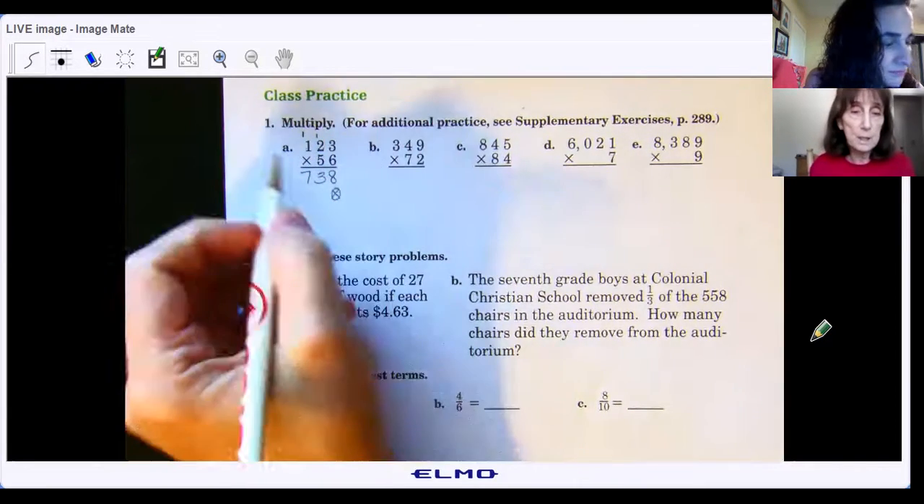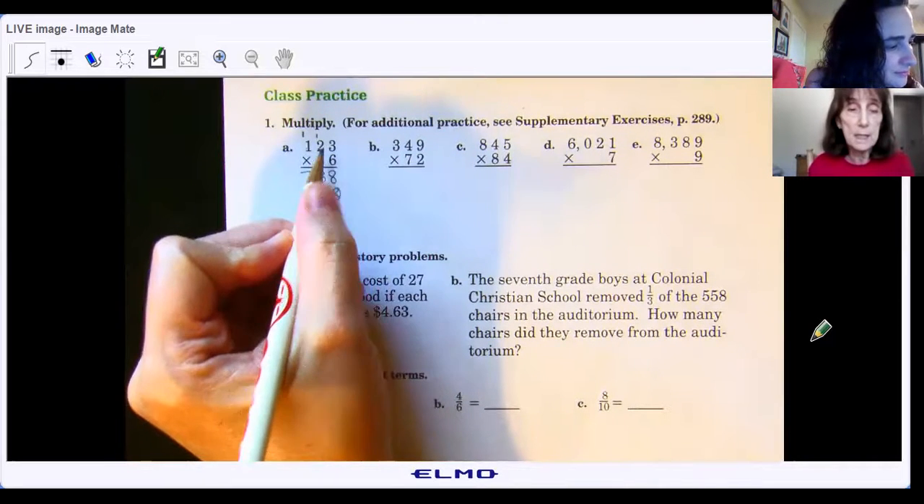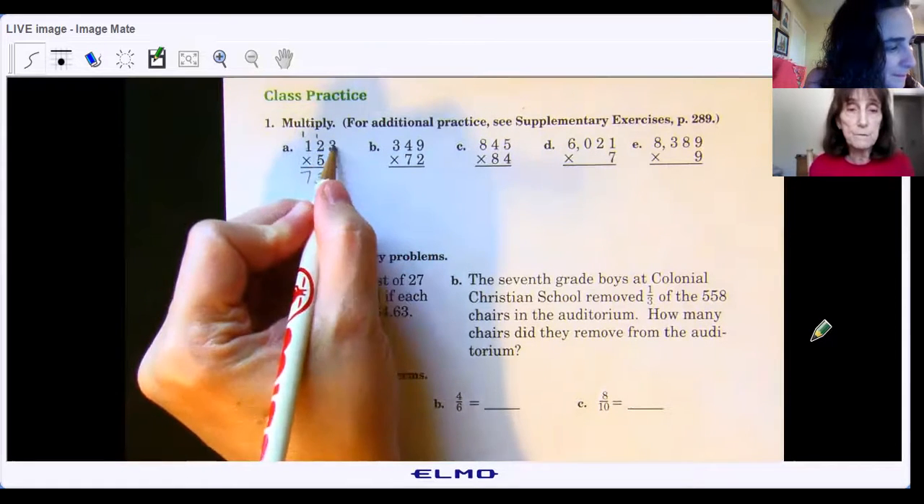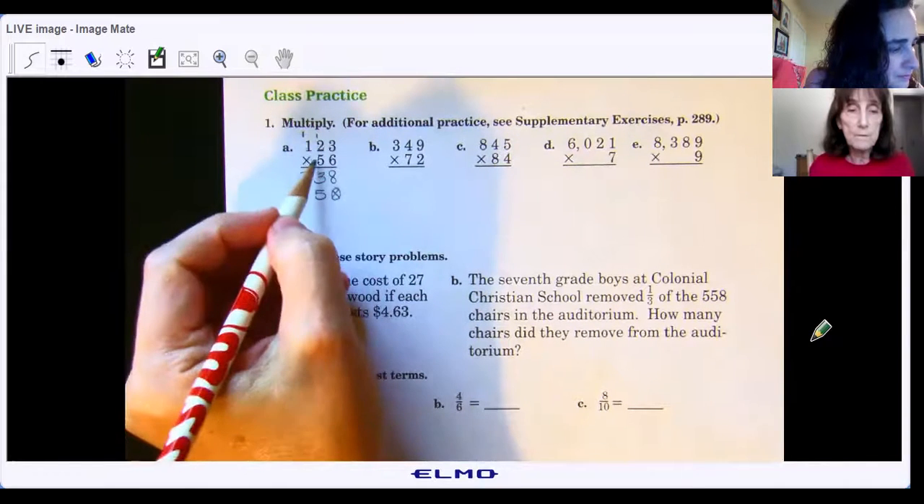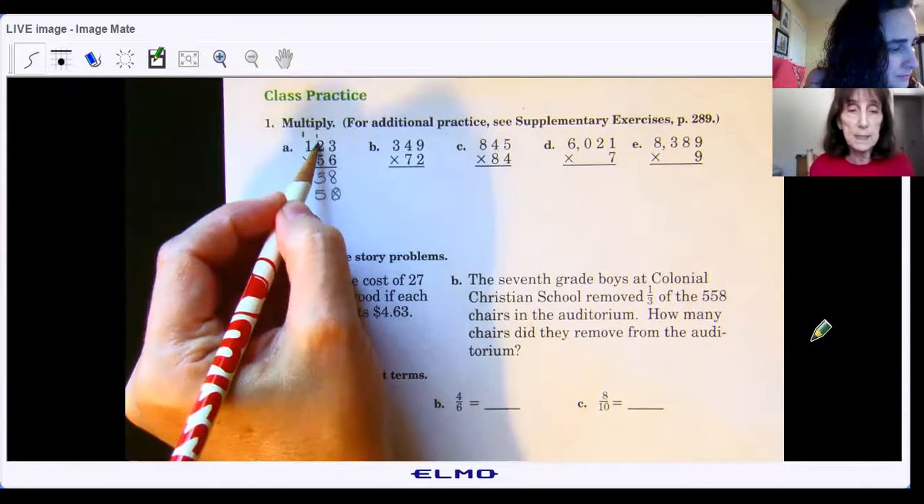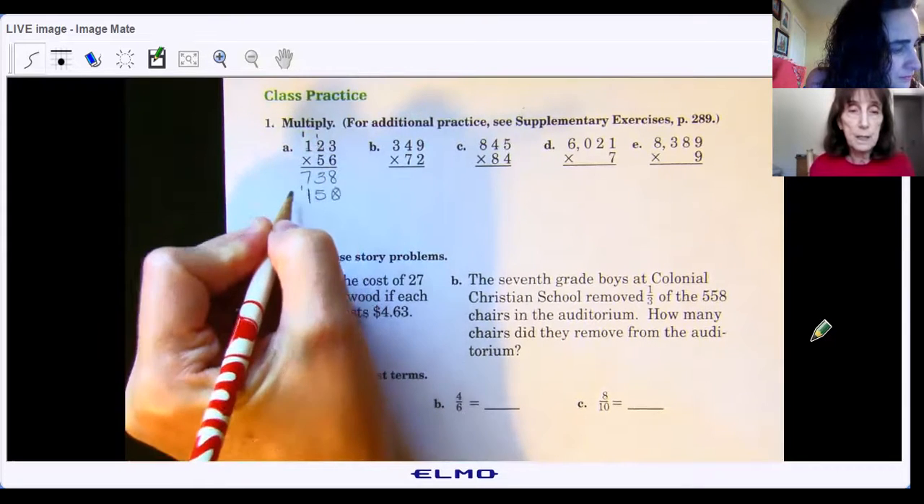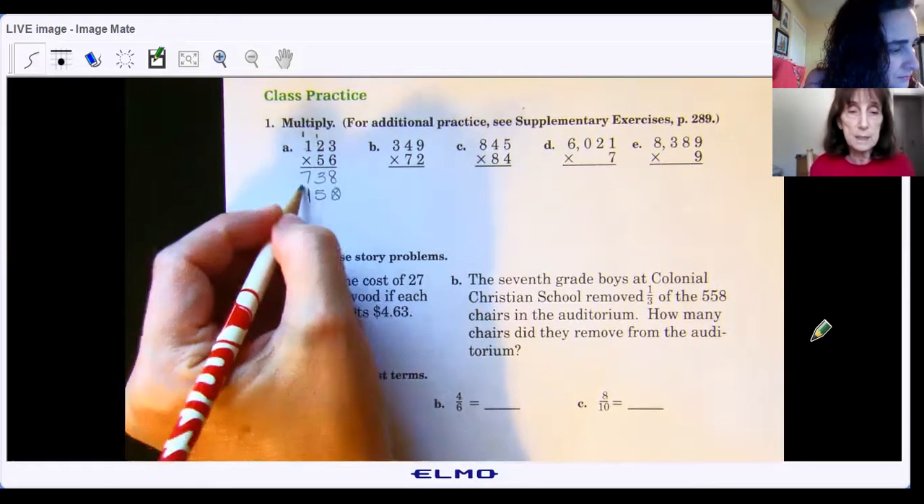This is fun. Now we're in the tens column. Okay, we're going to multiply the 10 column by 123. 5 times 3 is 15. Put down your 5 and carry your 1. All right, 5 times 2 is 10 and 1 is 11. Put down 1 and carry your 1. And then 5 times 1 is 5, plus your 1 is 6.